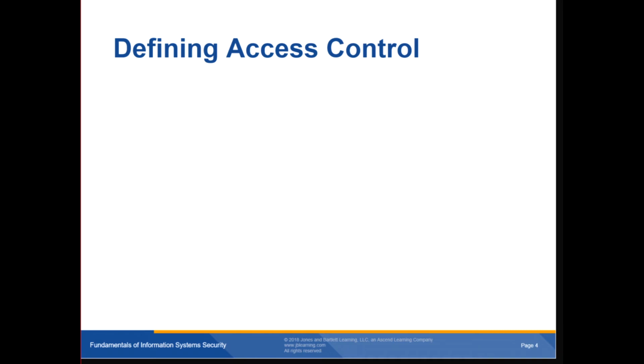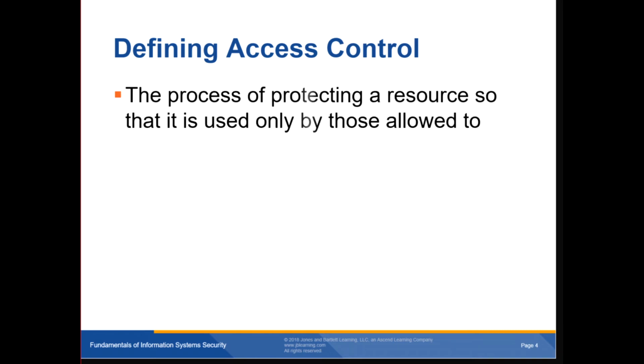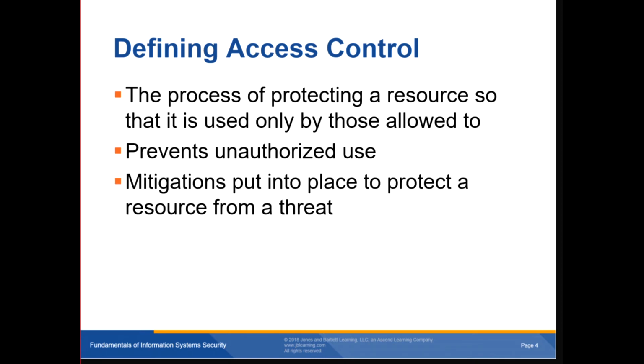So we want to define access control. It is the process of protecting a resource so that it is used only by those allowed to use it. It prevents unauthorized use. It puts mitigations into place to protect a resource from a threat. There are methods used to restrict and allow access to certain items such as automobiles, homes, and computers, even cell phones.